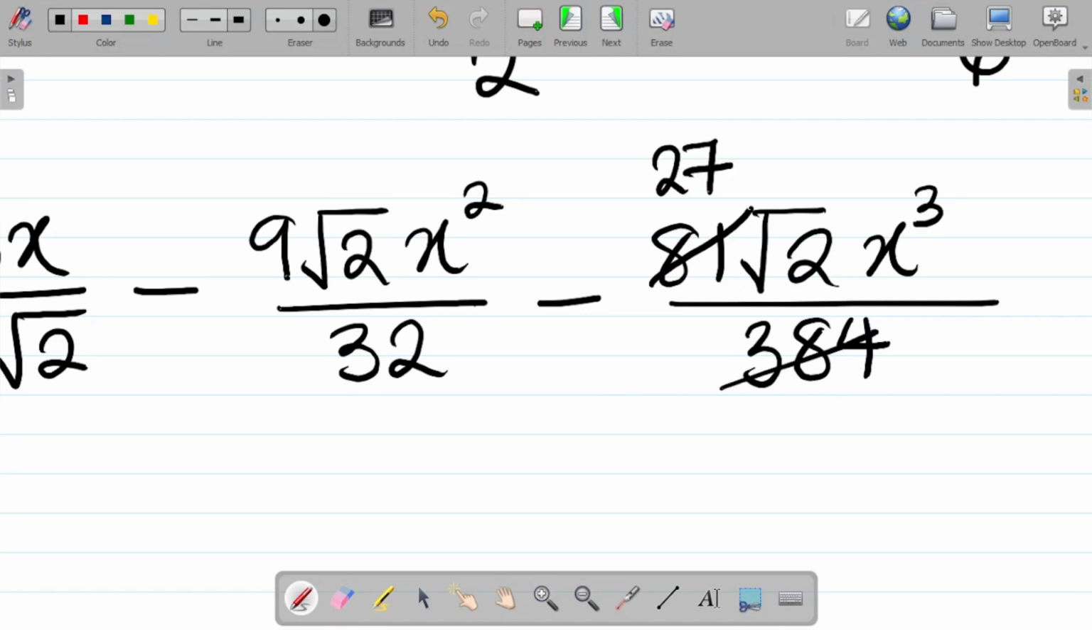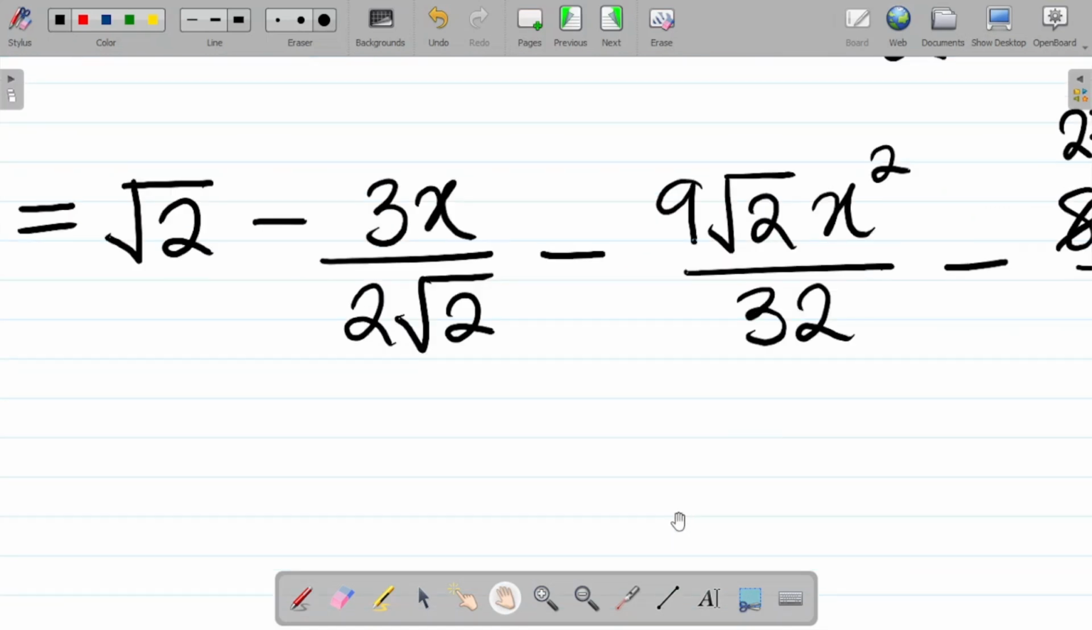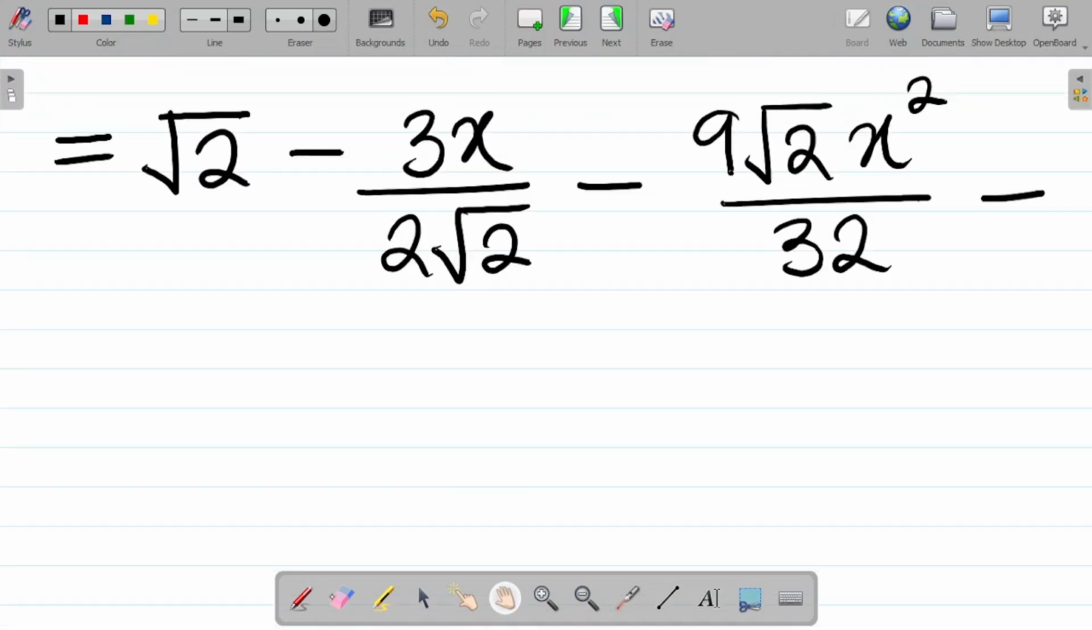3 cancels 384. 384 divided by 3, you have 128. So you have 128 here. So we can confirm that 81 all over 384 is the same thing as 27 over 128. So with this, let's see any other simplification. Not really. So in essence, this will be equal to root 2.